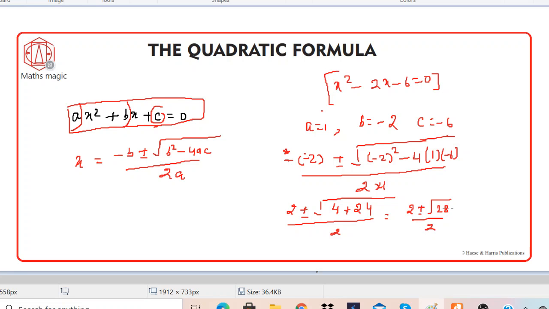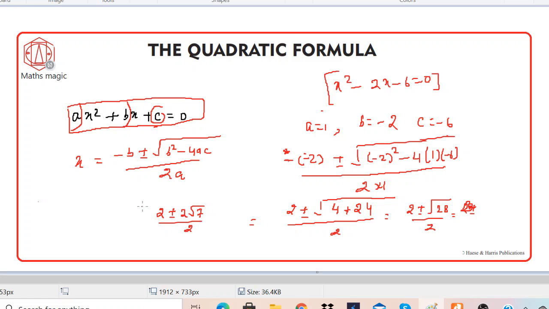So you know that we can write root 28 as 2 root 7. If you don't know how we get this 2 root 7, you need to learn the surds separately. So I'll write on this side. So we got 2 plus minus 2 root 7 and then divided by 2. As I told you, this plus minus is giving us two separate answers. So I'll separate this. First we'll write.